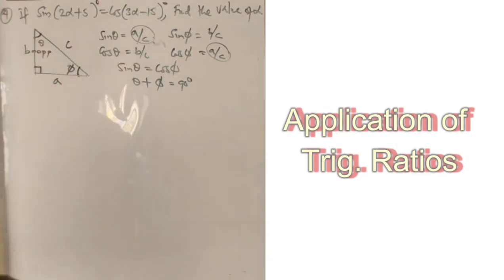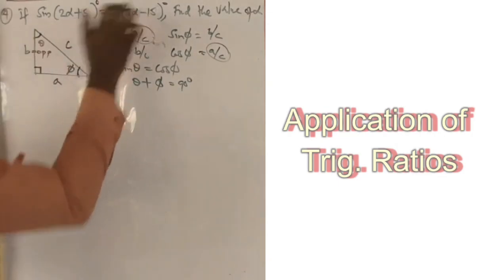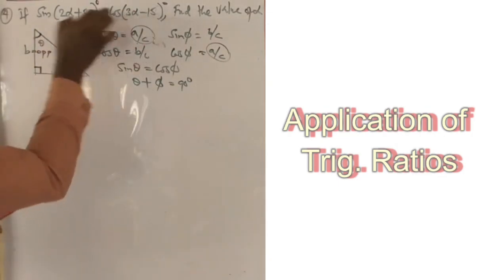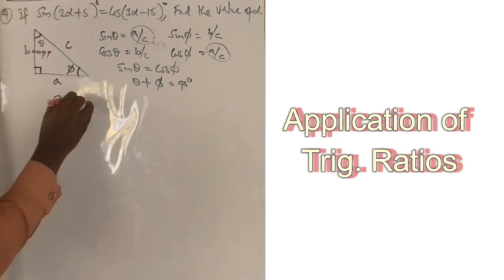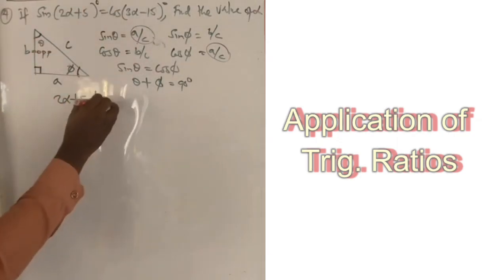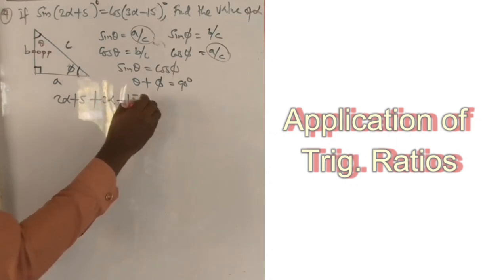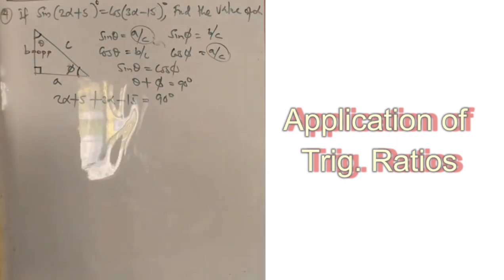Now come back to this question. Sin something equals cos something. We are going to assume that these two angles are complementary. So meaning if we add this angle, which is 2 alpha plus 5, plus 3 alpha minus 15, the answer must equal what? 90. That will be the assumption.